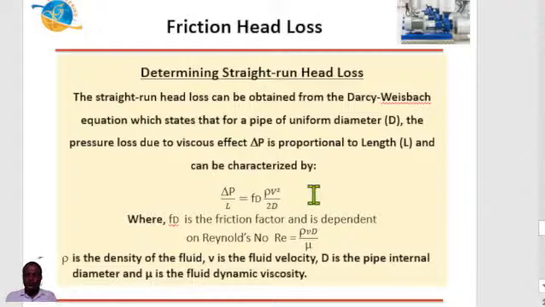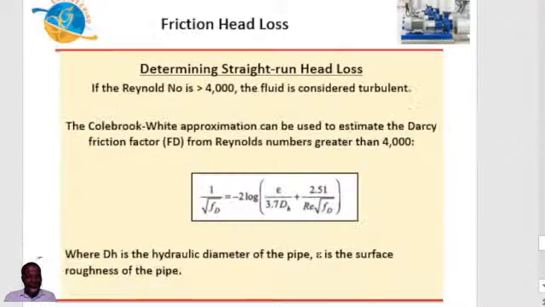Now, another thing is, if you have a Reynolds number greater than 4000, the fluid, of course, is considered turbulent. So to get your friction factor FD, which has to be inserted into the Darcy-Weisbach equation, please take notes. You are going to make use of this expression.